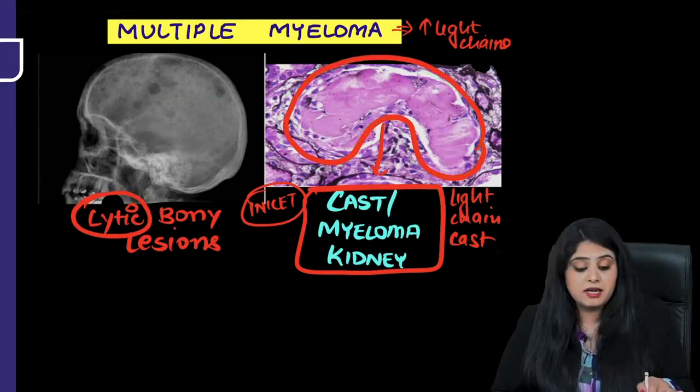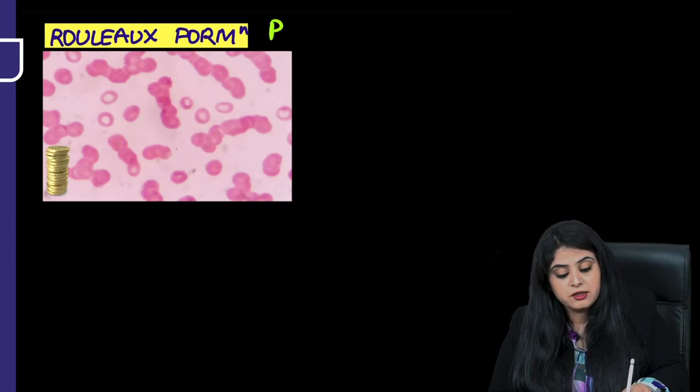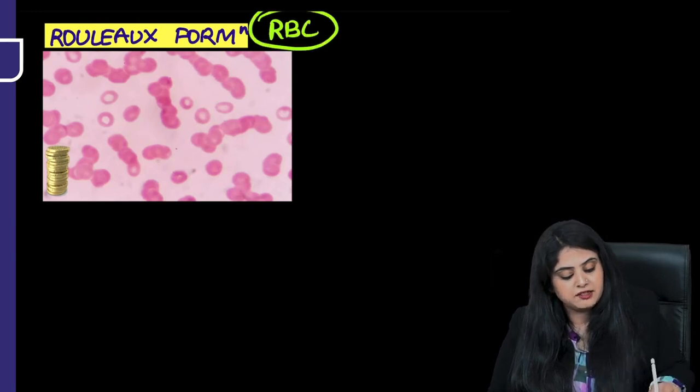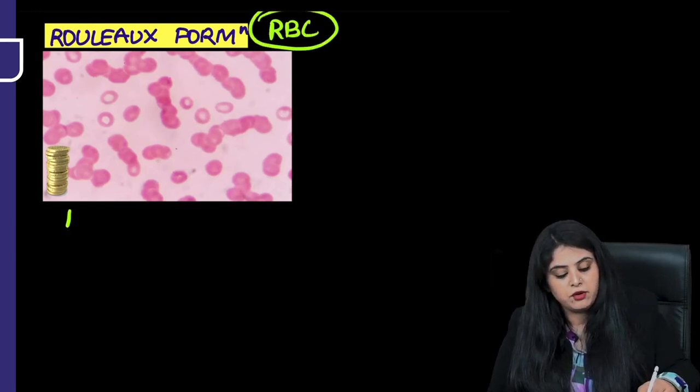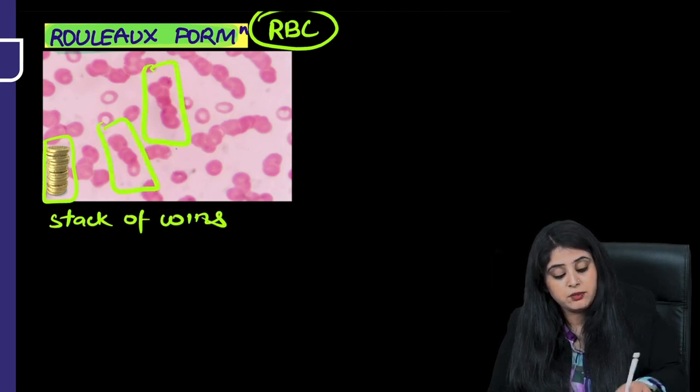Now let's look at the blood findings. What will you see in multiple myeloma? So firstly, you actually see a problem in the red blood cells, and that is the very, very famous Rouleaux formation. You see the very famous Rouleaux formation. What is Rouleaux formation? The RBCs are going to look like this. They look like a stack of coins. So in multiple myeloma, this is what you'll see on a peripheral smear.